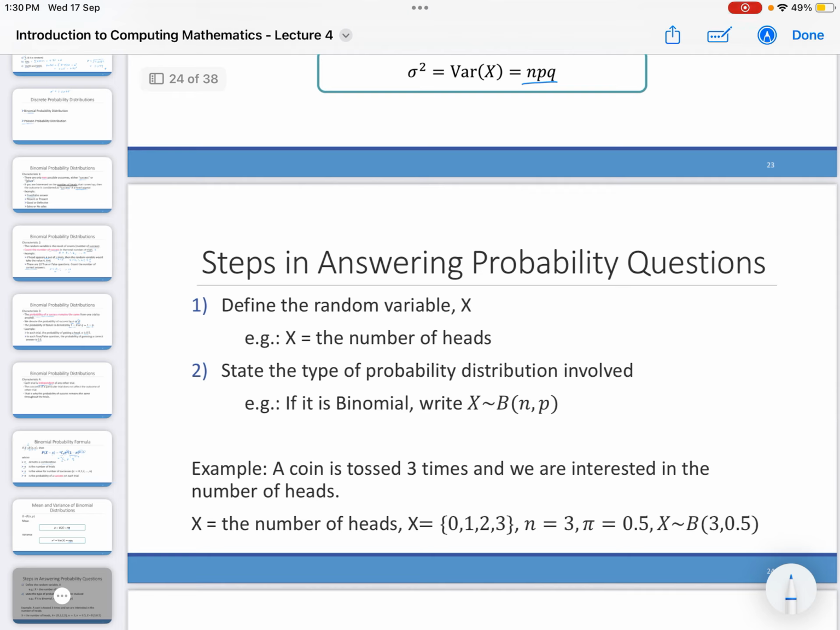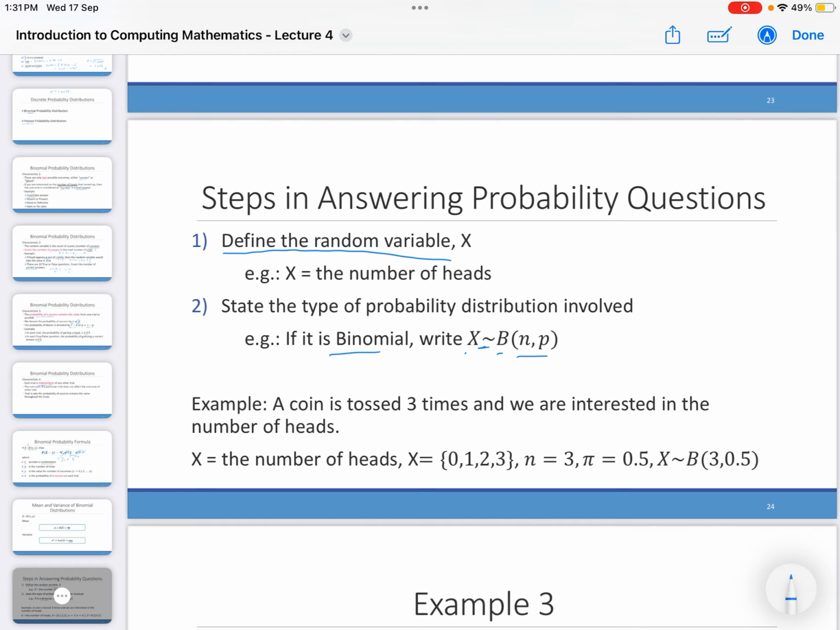Okay, so steps in answering probability questions. Let's say we know the random variable, and we first define the random variable x, for example, the number of heads. Next, we state the type of probability distribution involved. Let's say it is a special one, for example binomial. We write it like this, x, this symbol, b, and then brackets with n and p. So n is the number of trials, p is the probability of success.